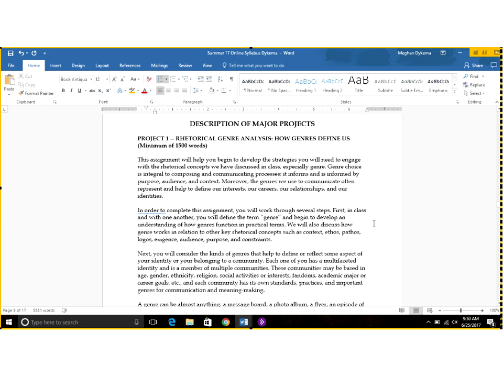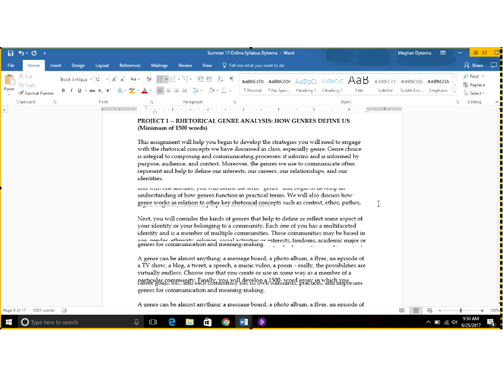I've included a description of each major project here. I'm not going to go through those right now just because they are assigned readings for each unit. So this week, one of your readings is to go over this major project description for Project 1. So you can see they're pretty in-depth.